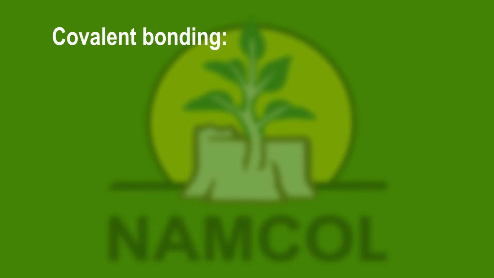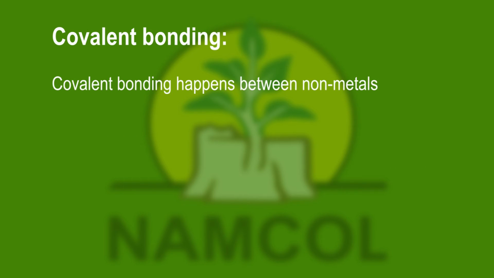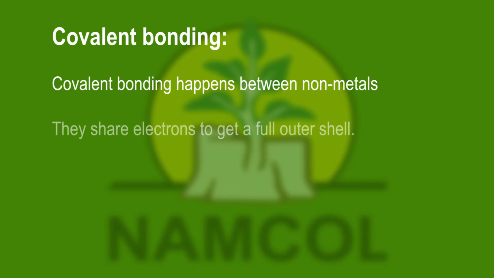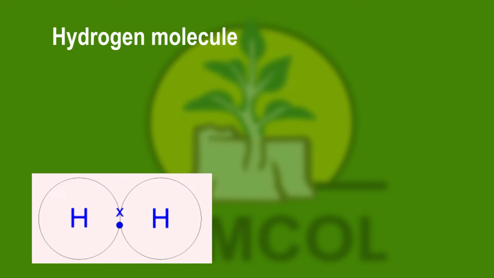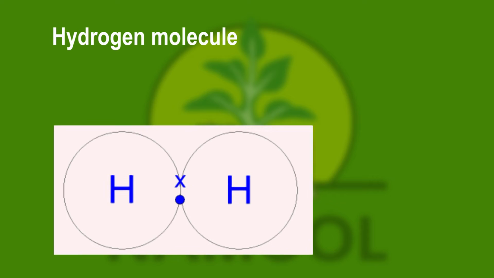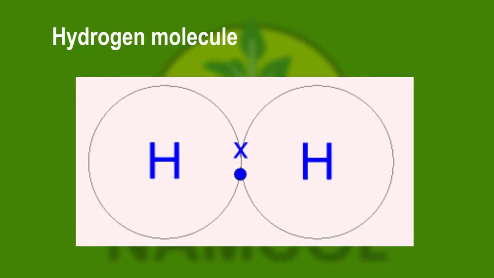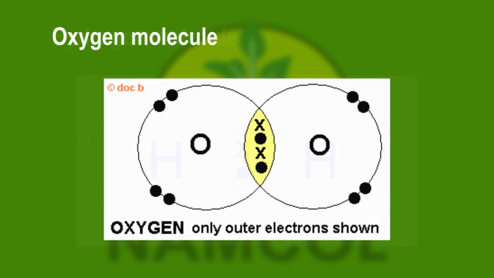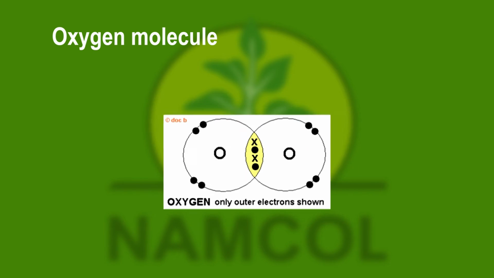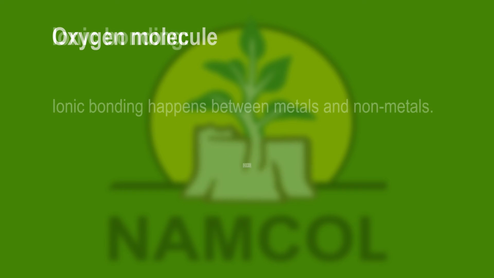Let's have a look at covalent bonding. It is happening between two nonmetals. They share electrons to get a full outer shell. In the hydrogen molecule, two hydrogen atoms share one electron each in order to have full outer shells. These full outer shells with their shared electrons are now stable. The oxygen molecule is formed by two oxygen atoms sharing two pairs of electrons. This is a double bond.